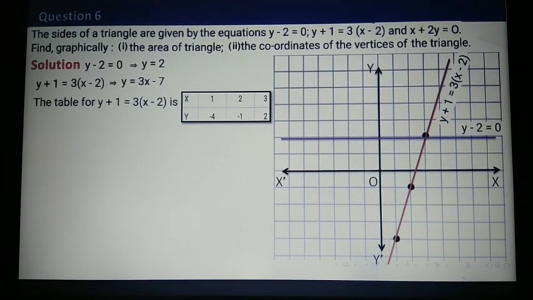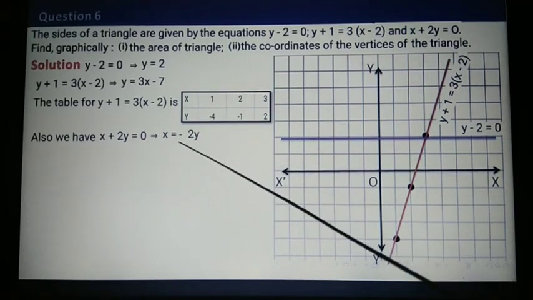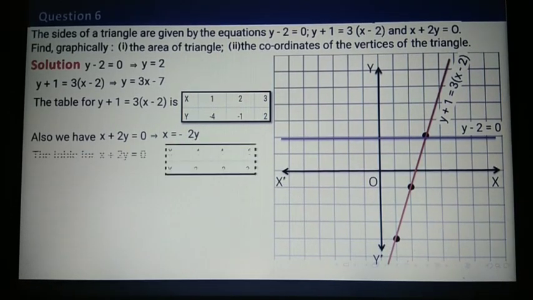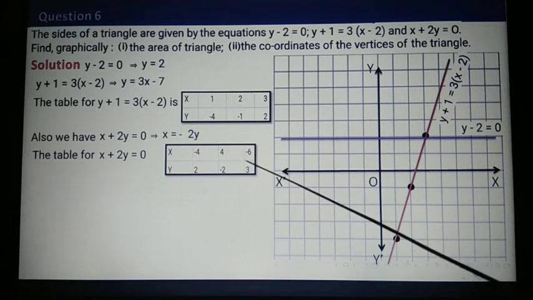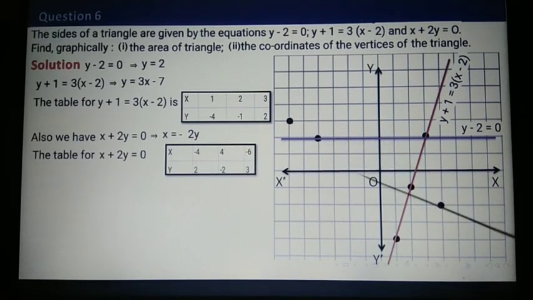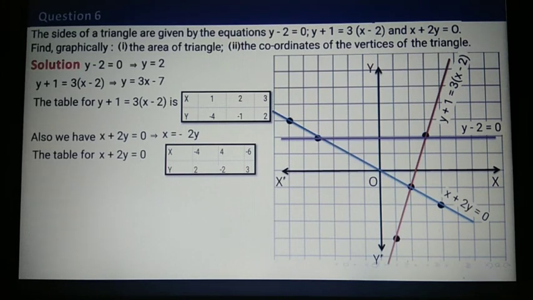Now let's go to the last line, that is x plus 2y equals 0. So x plus 2y equals 0 can be written as x equals minus 2y. So we will make this table. The table for this is given by this one. Let's plot the points, that is (minus 4, 2), (4, minus 2), (minus 6, 3). These three are the points, and let us join them. This blue line represents your x plus 2y equals 0.